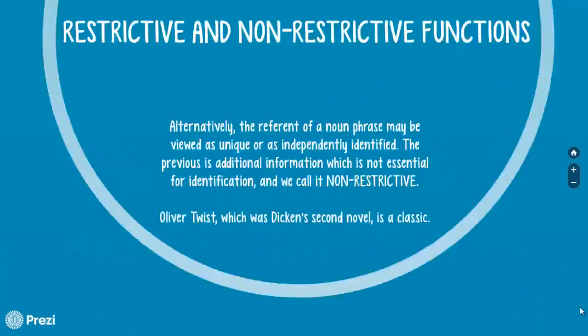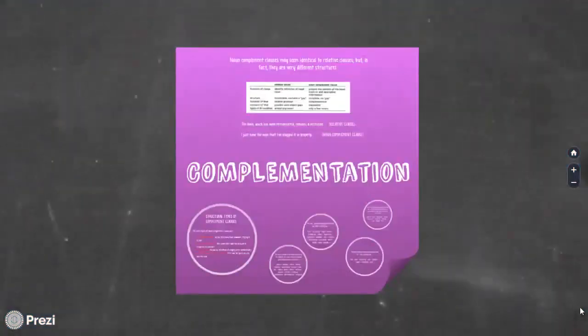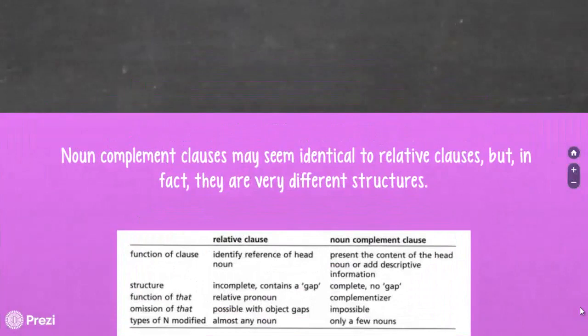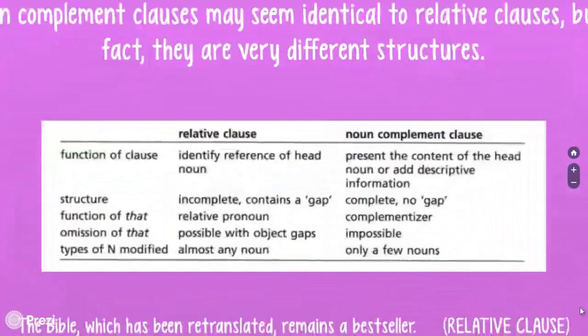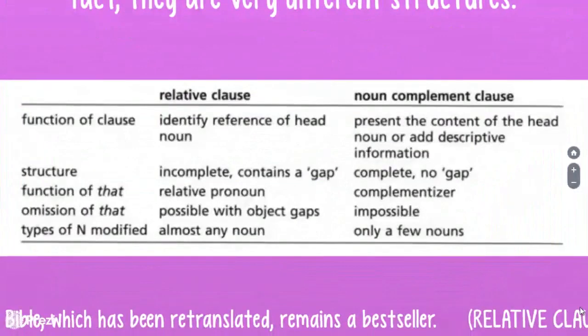Now let's move to complementation. At the beginning we said that the elements which can be placed after the head noun may be post-modifiers or complements, and that they are different structures. Noun complements may seem identical sometimes to relative clauses, but they are not the same. In the following chart, we can see some distinctions between them. The function of a relative clause is to identify the reference of a head noun, while a complement clause presents only the content of the head noun and it serves as descriptive information.